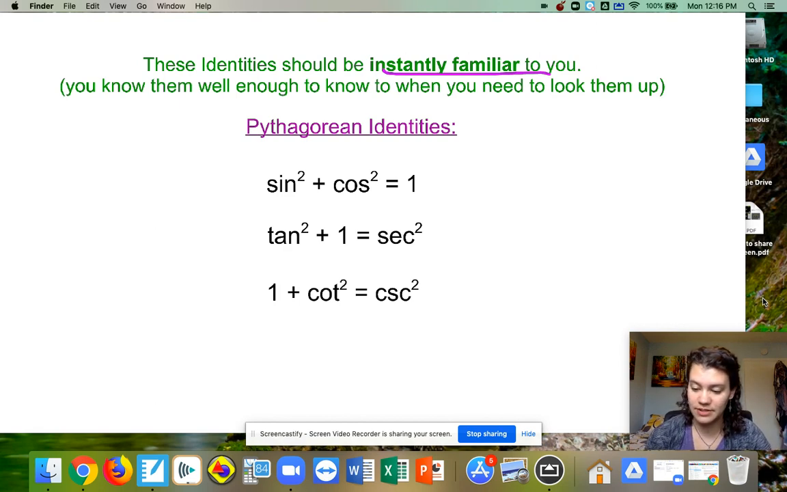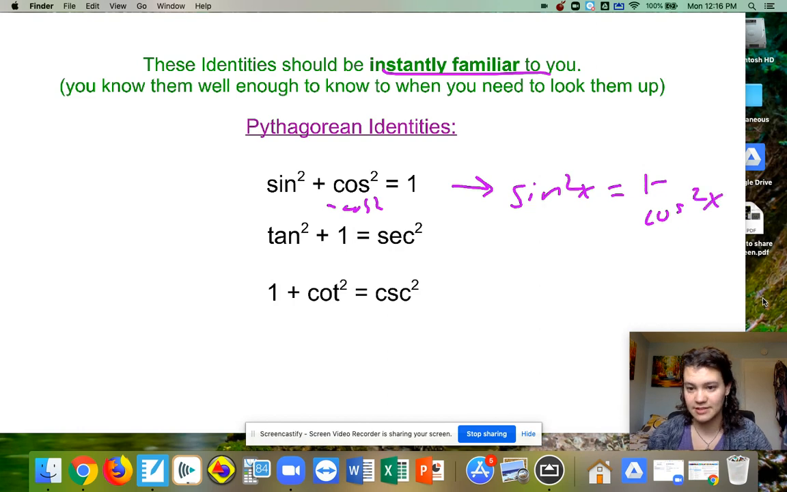A note with these, you can rearrange any of them. So this one, I could subtract the cosine squared over and get sine squared of x equals 1 minus cosine squared x, and that's still valid. You can move stuff around as well.